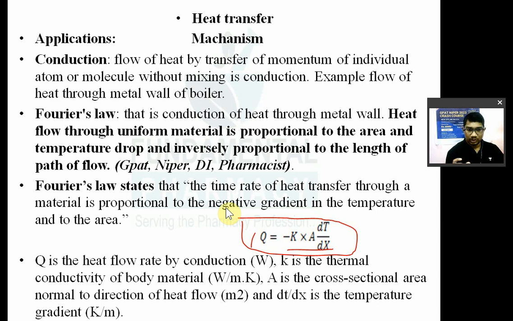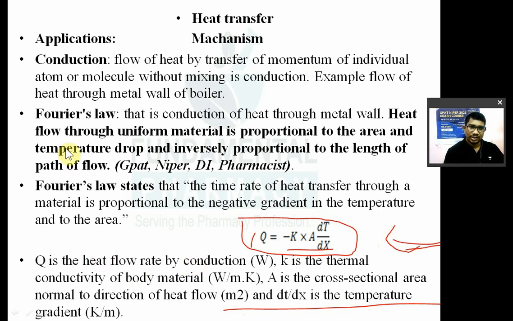So Q is nothing but the heat flow rate, K is nothing but the thermal conductivity. Thermal conductivity मतलब वो मेटल या फिर वो आइटम कितना हीट को कैरी करता है, that is thermal conductivity. Okay, so K is the thermal conductivity of body, then A is the cross sectional area of that surface normal to the direction of heat flow, and dT by dx is the temperature drop or temperature gradient. ठीक है, so ये फॉर्मूला है. इसका डेरिवेशन, if you want to see the derivation, you have to go and read. The derivation is not a part of this GPAT lecture.